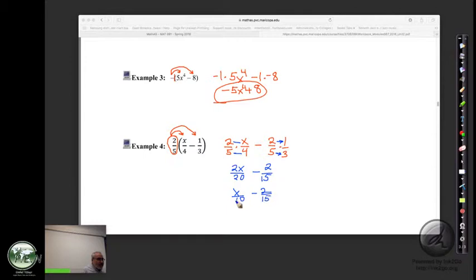Now, do we need to get a common denominator to add these together? If we were solving, we might want to do that, but they're not like terms, so we're not going to do anything with them. We can't add them, so let's go ahead and stop. Not too bad, was it?